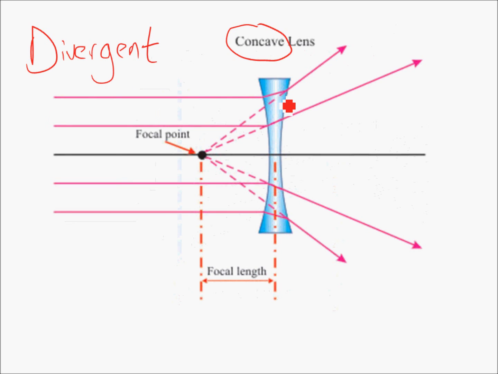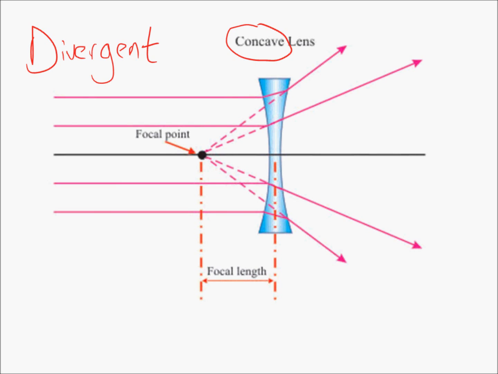Because as the light comes in here, it then spreads out as it goes through and passes on the other side. It diverges. All right. Now both of these images that I've just gone through have a couple of things mentioned, the focal point and focal length. We're going to have a look at those in a minute.